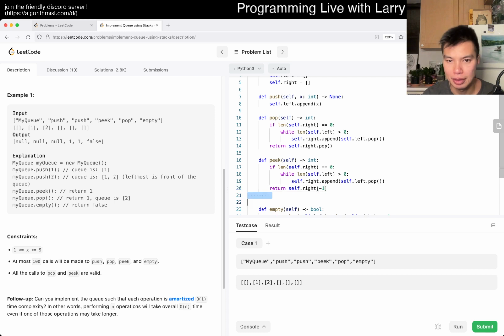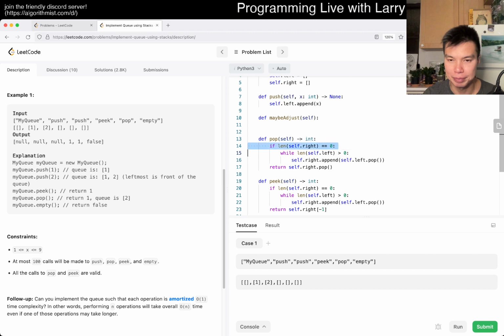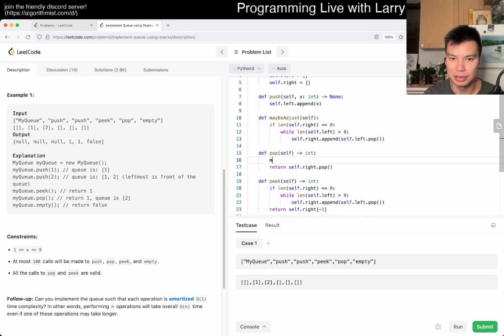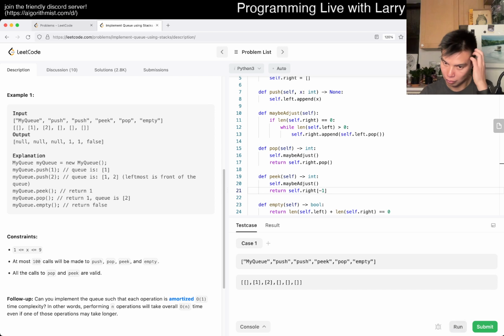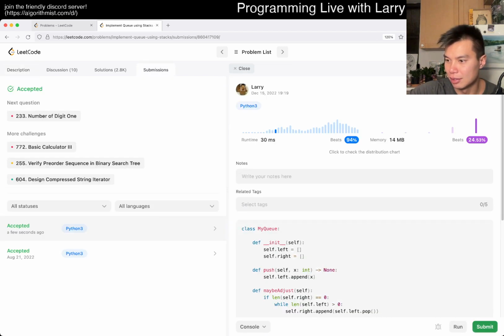And of course you can maybe do a quick readjust as a decorator afterwards, so then you can do self.adjust. And let's give it a quick submit because I'm too lazy to check. And it looks good.